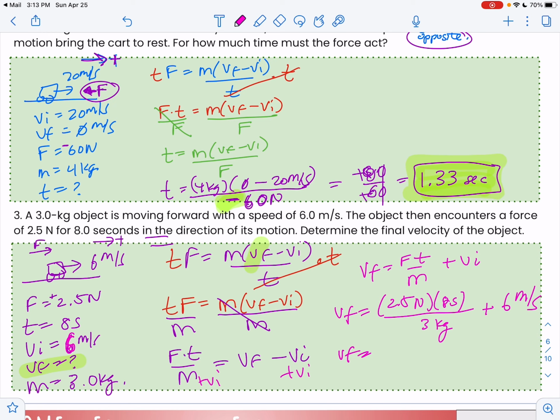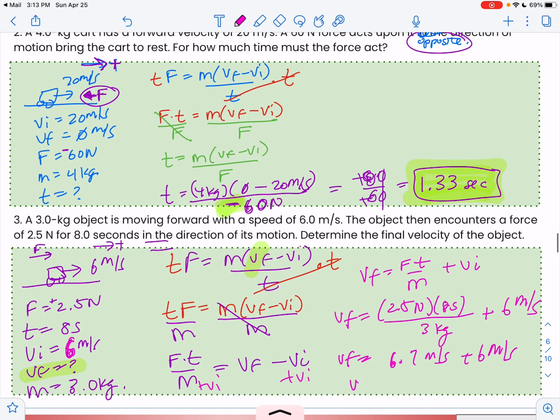2.5 times 8 is what, 4? No, 20. Oops, 20 divided by 3, so I'm going to have 6.7 meters per second. I know it's a little hard for you to tell with all these units, but that's okay. We're just going to go for it. 12.7 meters per second, final velocity. And that makes sense, it's going to get faster because the force is in the same direction, so that's going to make it faster.